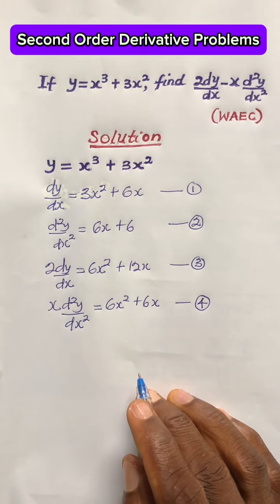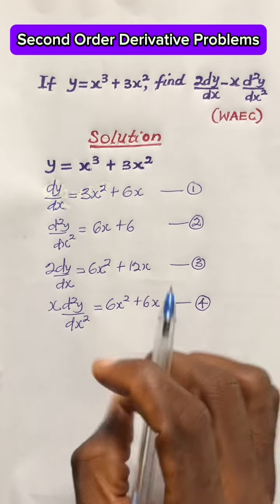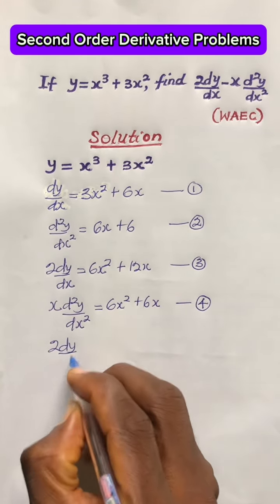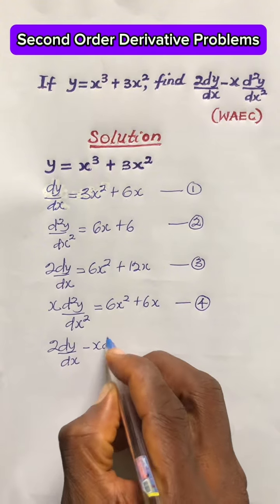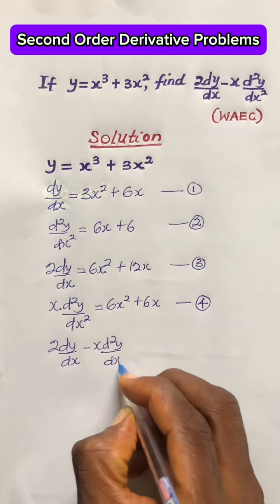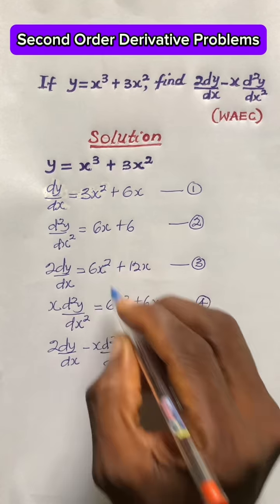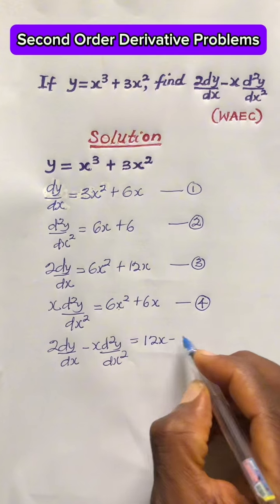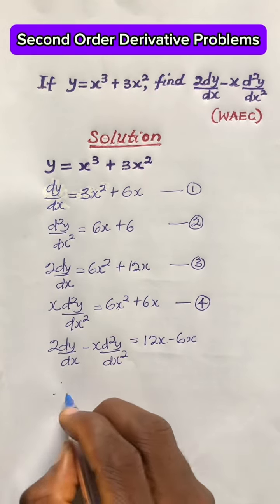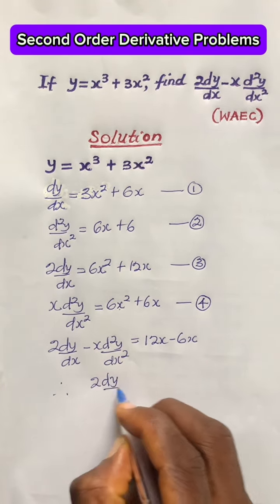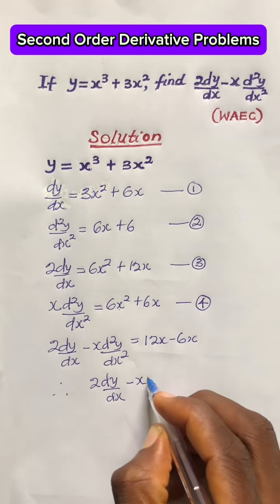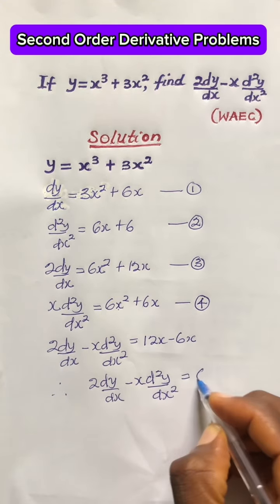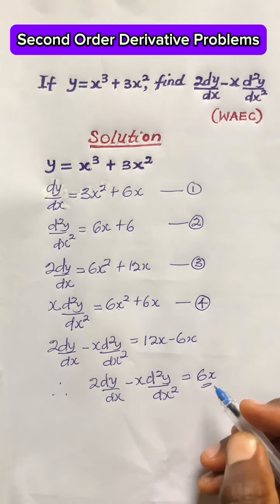Now the next thing we're going to do is to add, and by adding we subtract. So we're going to subtract this from this, which means 2 dy/dx minus x d squared y/dx squared: we subtract this, and that will be 0. So we are left with 12x minus 6x. So that means 2 dy/dx minus x d squared y/dx squared equals 6x, and that becomes the answer.